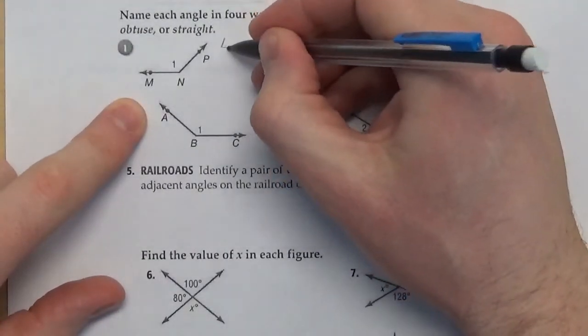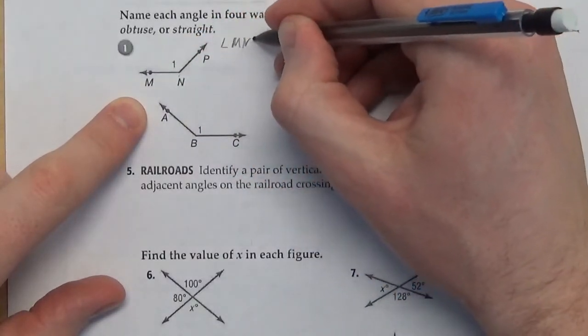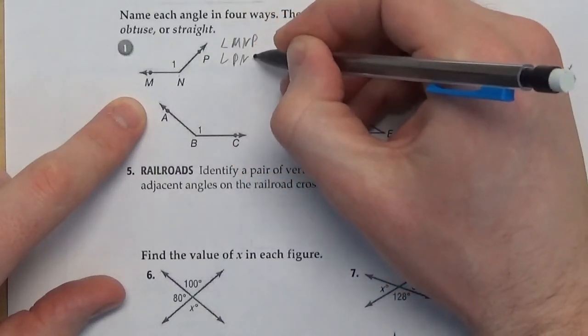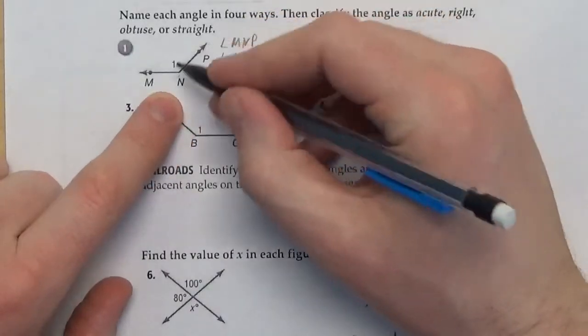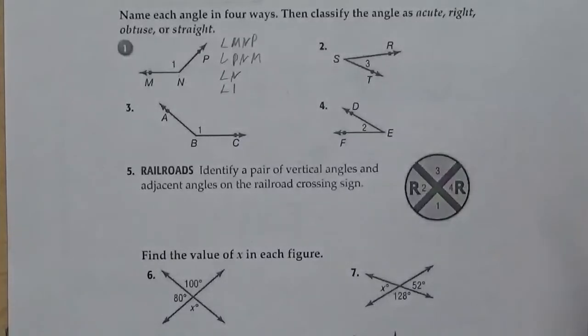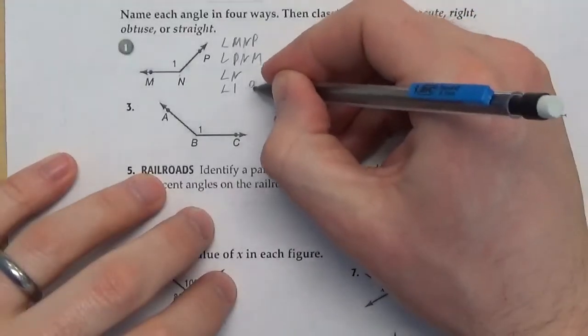We're going to call that angle, and then we can do the 3-letter names first. MNP, angle PNM. You can also just name it according to the vertex only, angle N, and just according to the number inside there, angle 1. And then we got to say what type of angle this is. This looks like it's a straight angle. I'm sorry, not a straight angle, an obtuse angle.